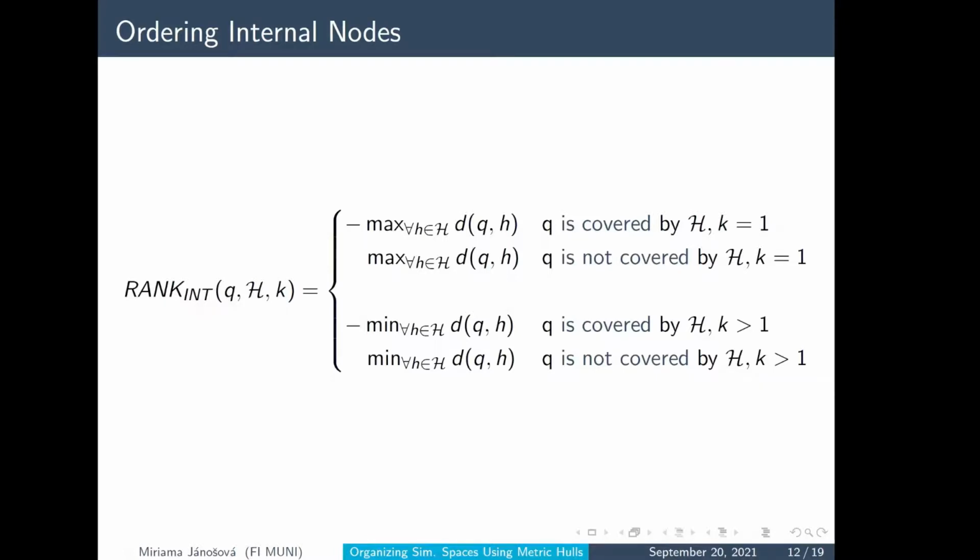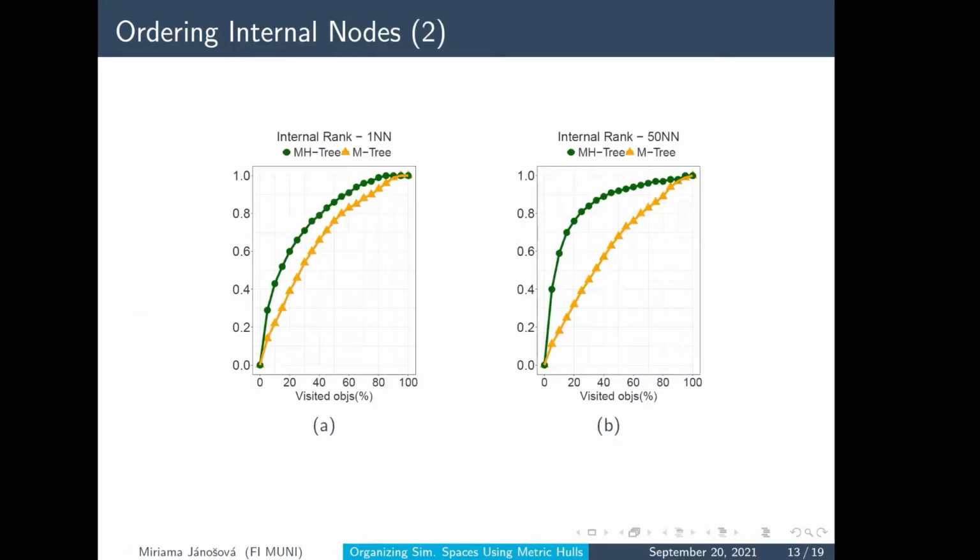The covered condition provides a better ordering of halves that contain the query object, so halves with Q closer to their center are preferred. For the 1NN queries, it is more convenient to prefer halves that are closer overall, so the furthest half object is used, whereas the nearest one was the best performing for larger K.